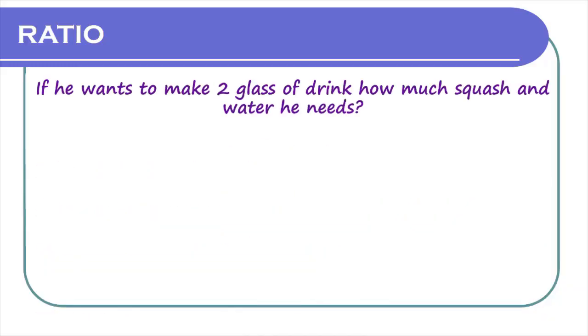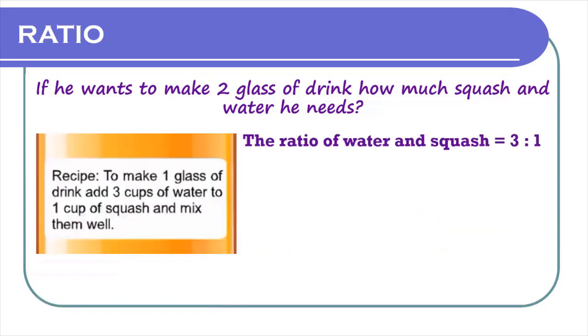From the illustration, there is a mother, her daughter and her son. Her son wants to know how to make a glass of drink, so that if his friends come to his house, he can make a drink by himself. The mother explained that the recipe is written on the bottle. To make 1 glass of drink, you need to add 3 cups of water to 1 cup of squash and mix them well. It means that the ratio of water to squash is 3 to 1.